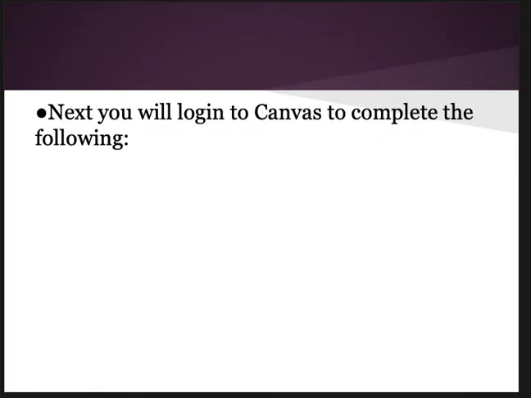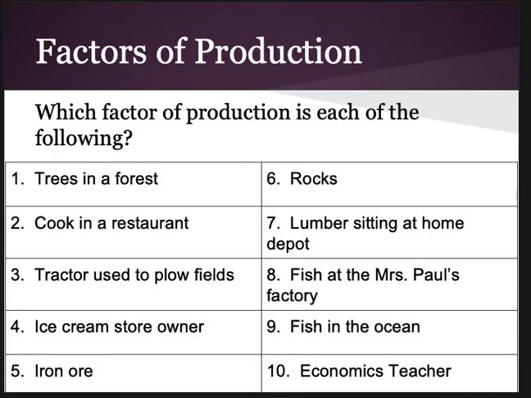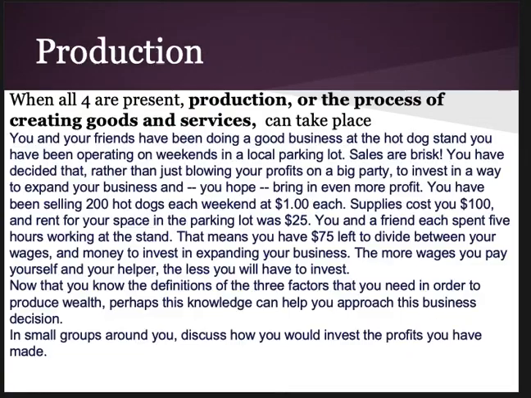Next, here's what I'd like for you to do: you're going to log into Canvas and complete the following. Part 1: you'll see on Canvas 10 different questions or terms. You're going to identify which factor of production each of the following is. The second part is a scenario, listed on Canvas, in which you are going to analyze a hypothetical question. What would you do if this was your business?